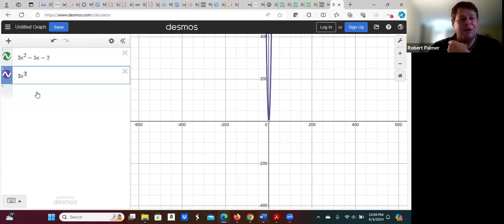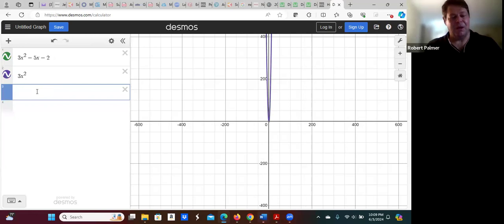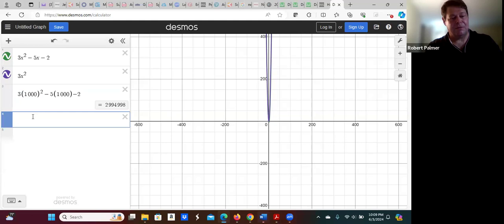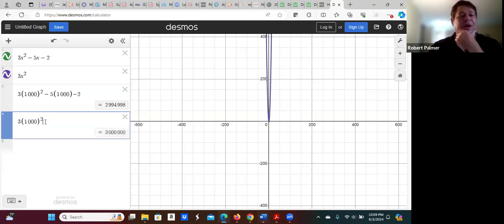Let me show you that another way. Let's imagine x is equal to 1,000. Another nice thing about Desmos is we can actually calculate things. So 3 times 1,000 squared, minus 5 times 1,000, minus 2. If I just do 3 times 1,000 squared, that's just 3 million. So when x is 1,000, it's not even that large, and you can see this is 3 million, and this is 2,994,000. So almost 3 million, almost the same.